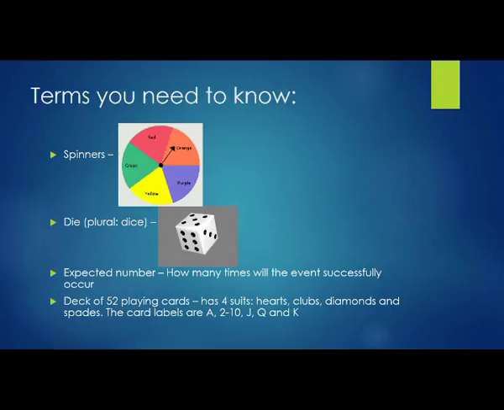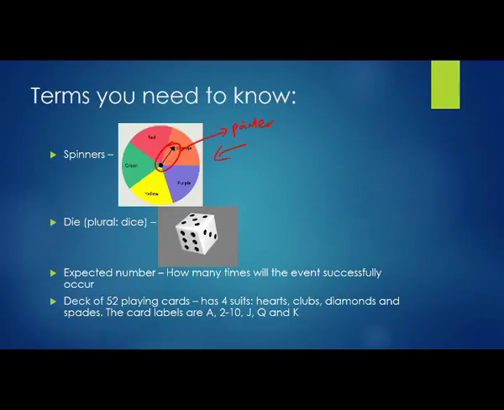So spinners. Spinners look like the following. Usually there's a stick in the middle to hold the pointer, and you can spin the pointer so that it lands on a certain spot. Okay, so this we usually refer to as the pointer. And the sections on the spinner are either numbers or colors.